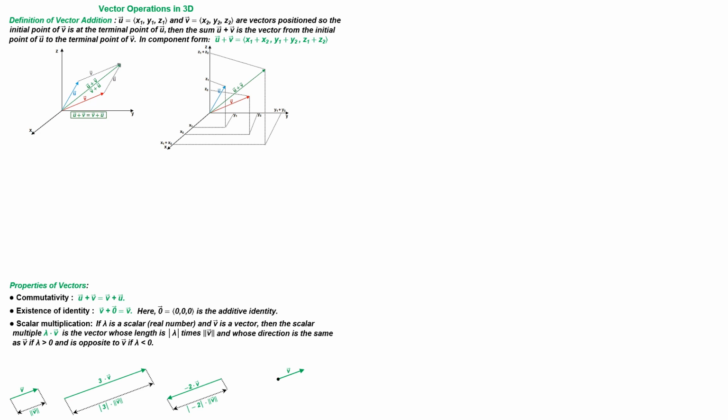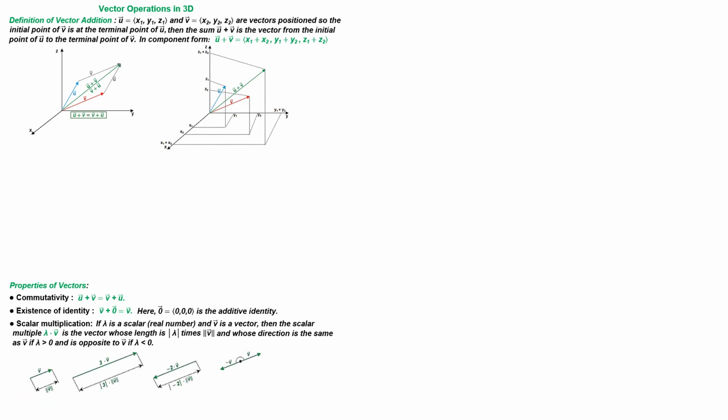In this example, the length of the new vector is equal to twice the original vector, and its direction is changed by an angle of 180 degrees. Scalar multiplication is distributive over vector addition. To multiply a vector in component form by a scalar, multiply each component by the scalar.